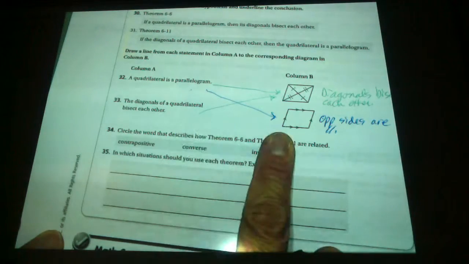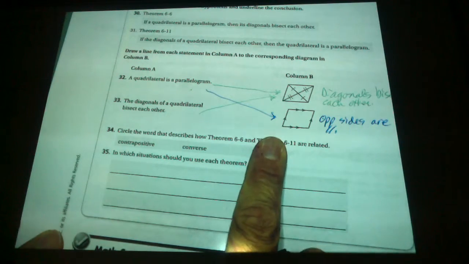The second question says the diagonals of a quadrilateral bisect each other. Can I conclude that with this one? Isn't that what we said? So this one works with that one as well. Can I conclude this on this one immediately? No. I can get there by saying, oh, okay, if opposite sides are parallel, then it's a parallelogram. If it's a parallelogram, then the diagonals of the quadrilateral bisect each other. So I can get to it, but not immediately. But eventually I would say, okay, yeah, the diagonals here bisect each other too.